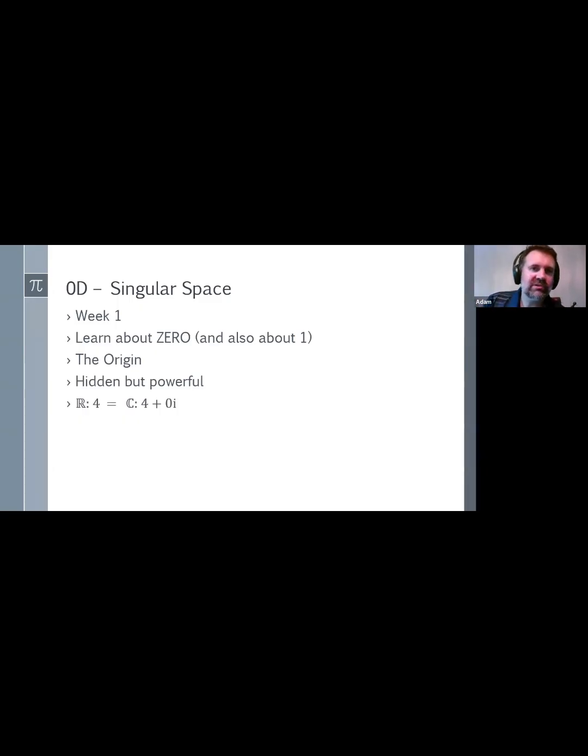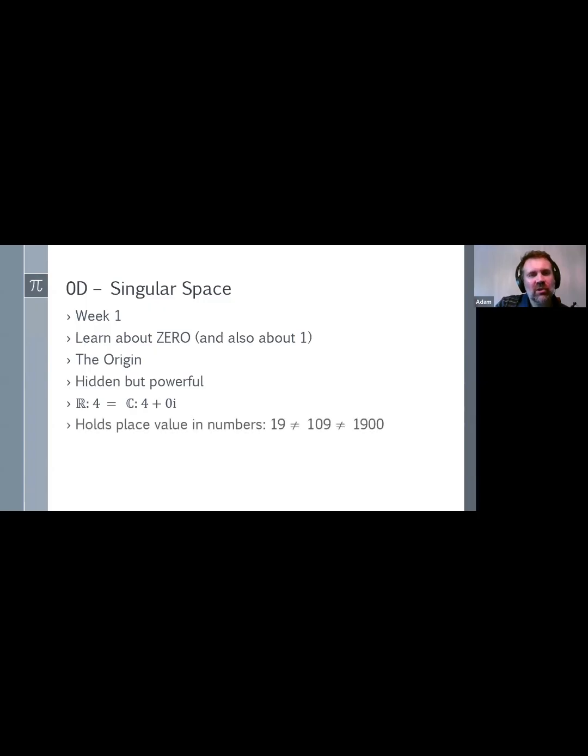you have a real number 4, it equals the complex number 4 plus 0i. So that 0 basically makes the imaginary part of the complex number go away and you're left with just the real number 4. So these are equal to each other. The real number 4 is equal to the complex number 4 plus 0i. So with that 0, it makes the imaginary part go away.